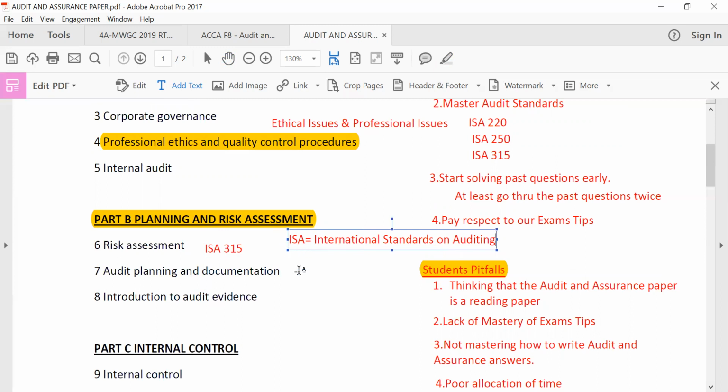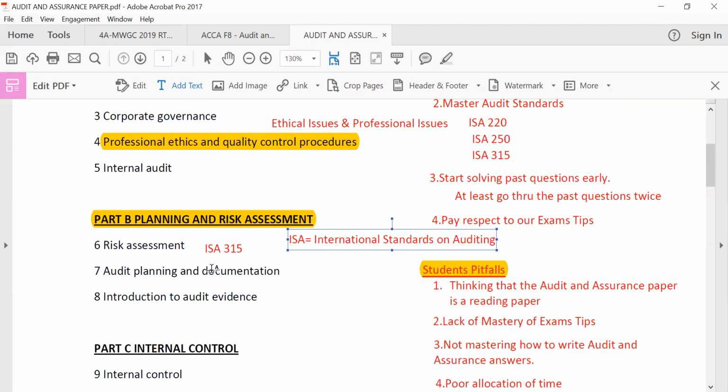Some students call it ISA. However you pronounce it, it's okay. ISA 315 talks about risk assessment. Here you're going to understand the client, and the understanding of the client is going to help us assess the risks of material misstatement.